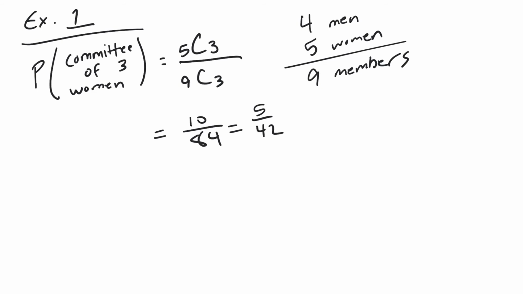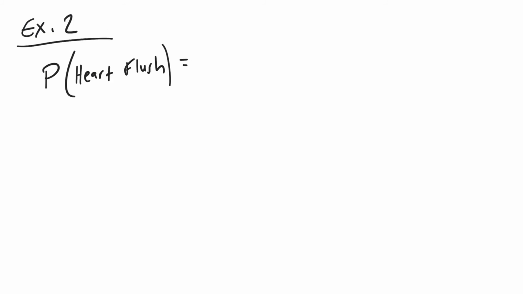And so the probability of randomly selecting a committee with 3 women is 5 out of 42, which is about 12%. Okay? Doesn't really tell us we have to make it percentages, but I think it's easier to think about. So we've got about a 12% chance. If I've got 9 members, choose 3 at random, that's going to be about a 12% chance of it all being women. Okay? So let's go ahead and take a look at another one.